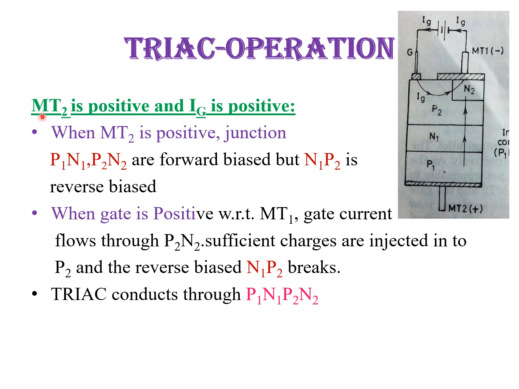The first mode is MT2 is positive and IG is positive. So when MT2 is positive, the junctions P1N1, P2N2 are forward biased and N1P2 is reverse biased. And this reverse biased junction is broken down by applying gate. So the positive gate is applied and the gate current flows through P2N2, and due to sufficient injected charges, this reverse biased N1P2 is broken down and TRIAC will start conducting. So it conducts through P1N1, P2N2.